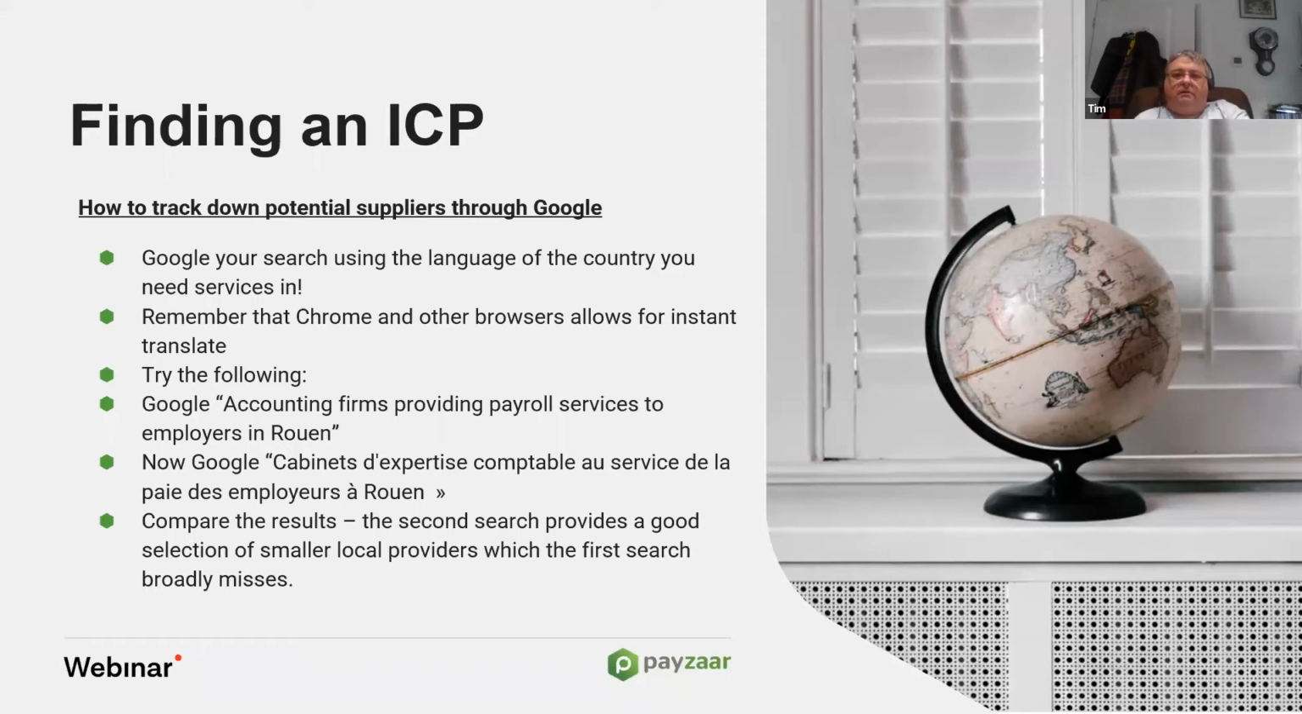Now, if you stick that into Google and look what comes back the second time, you'll see that that search will pick up some of the smaller, more local providers as well that the first search had actually missed off. And those could be the ideal partners for your operation in France. So try Googling in the local language.